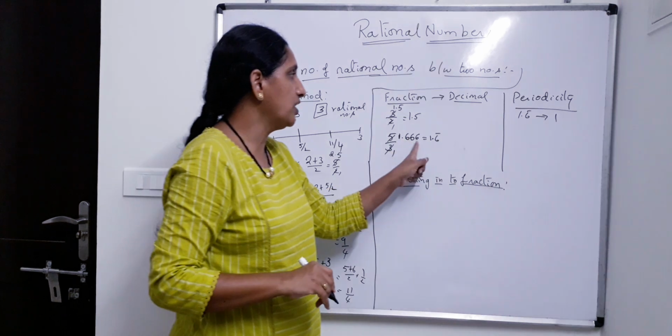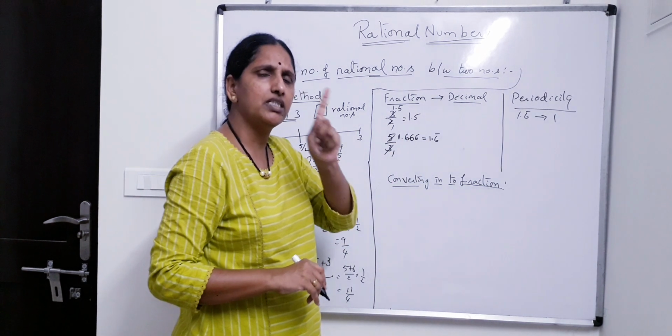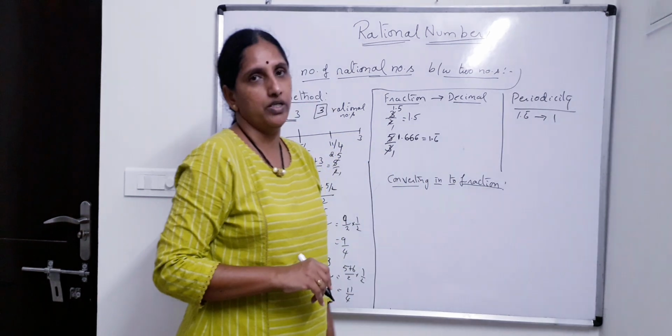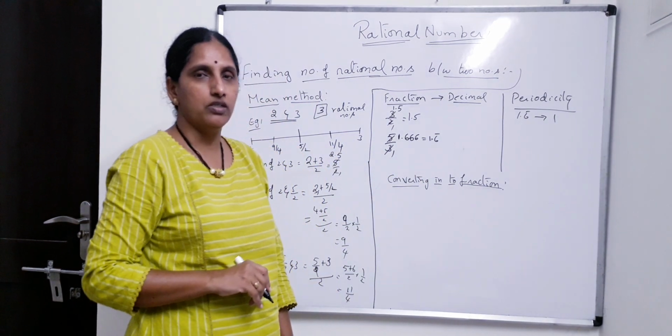So 6 is the only repeated number. So only one digit after the decimal point is repeated. So hence we call that periodicity.